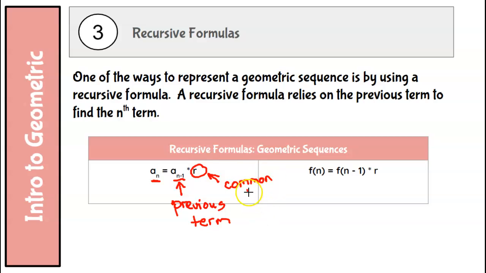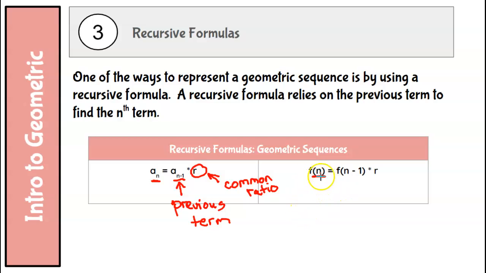I almost said difference. Did you hear that? I'm stuck on arithmetic. So you're basically going to do what we did before, and you're going to multiply the previous term times the common ratio. So times a half or times 2, whatever the number is that's in the pattern.